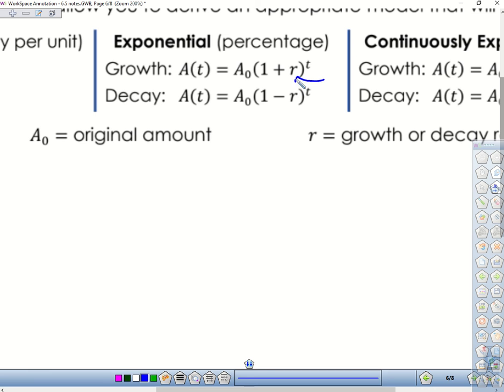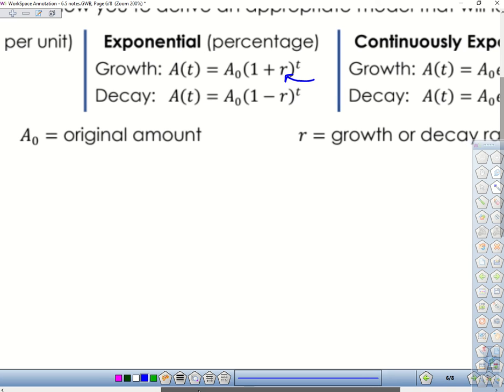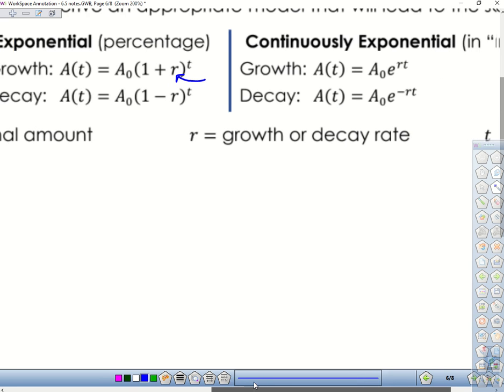Now the rate right here is going to be whatever your percent is, you need to first convert it to a what before you plug it into the formula? A decimal. Yep, you have to make sure you convert your rates to decimals. And decay, same thing. It's just going downward, exponential.